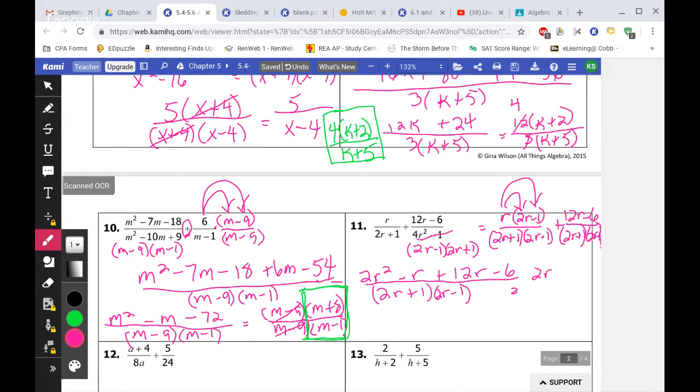Nothing to combine with the r squared, so it's 2r squared. Then I've got a minus r and a plus 12r. So that's going to be plus 11r minus 6 all over 2r plus 1, 2r minus 1.